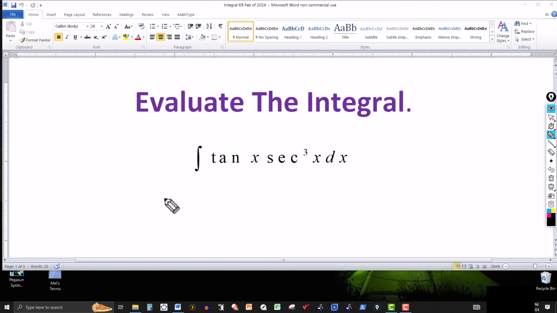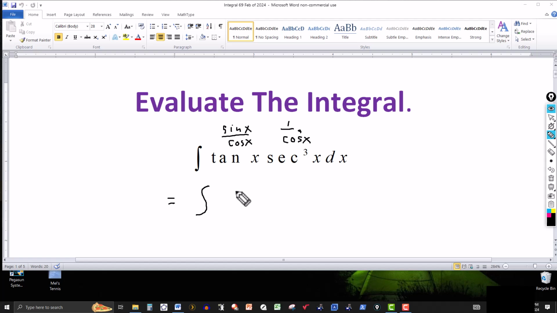Now I could also do it this way. Let's rewrite it. So this will be the integral of secant to the third. Secant and cosine are reciprocals, so I could write this part right here as 1 over cosine of x quantity cubed. And then tangent of x can be written as sine of x over cosine of x. And then I could just multiply here cosine of x times cosine cubed of x.